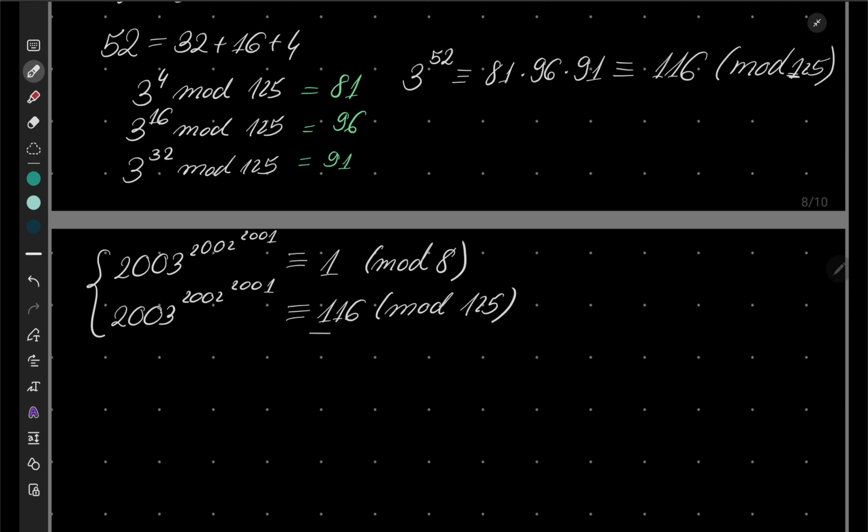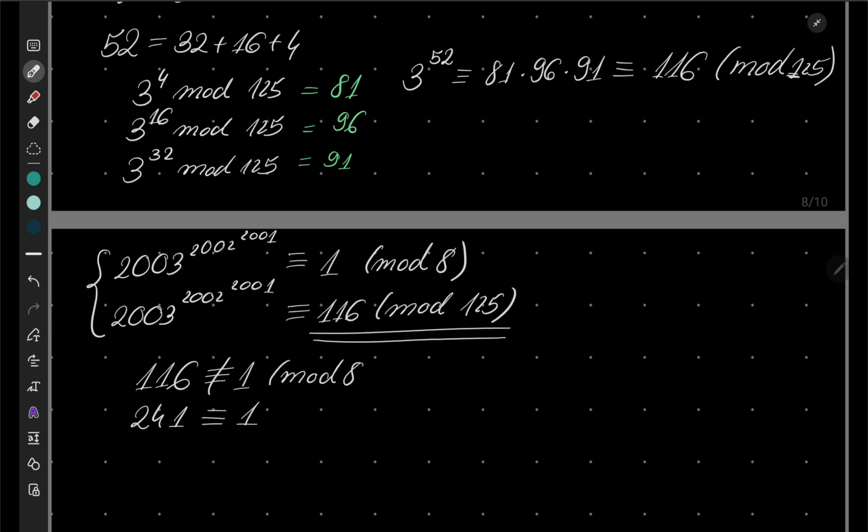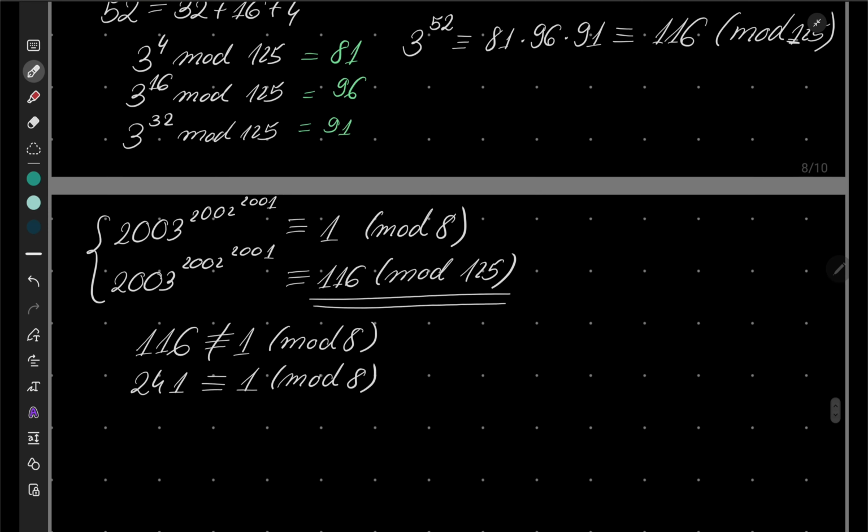Well, let's look. Which numbers are congruent to 116 modulo 125? 116 itself, but 116 is not congruent to 1 modulo 8. The next number is 116 plus 125, 241. Is 241 congruent to 1 modulo 8? Yes, it is. So, in fact, we have our answer.